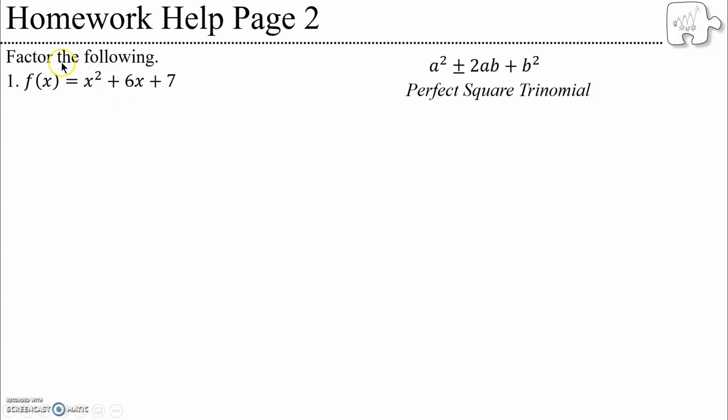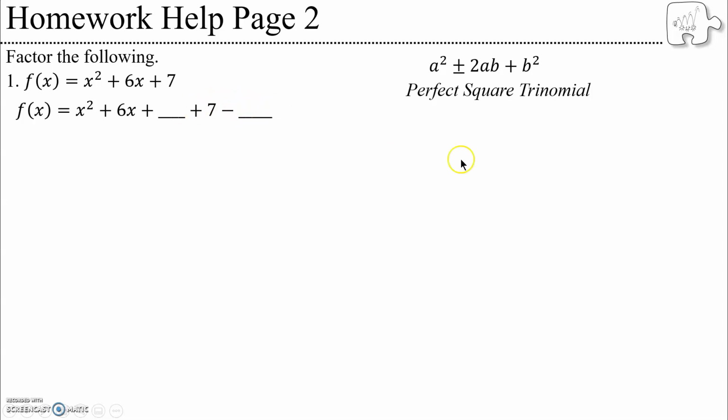Alright, so we have this function, right? This quadratic function, x squared plus 6x plus 7. So basically what we want to do, right? We want to focus on the x squared plus 6x. Right? We want to think, what should we be adding to make it a perfect square? And we just subtract that from the end.